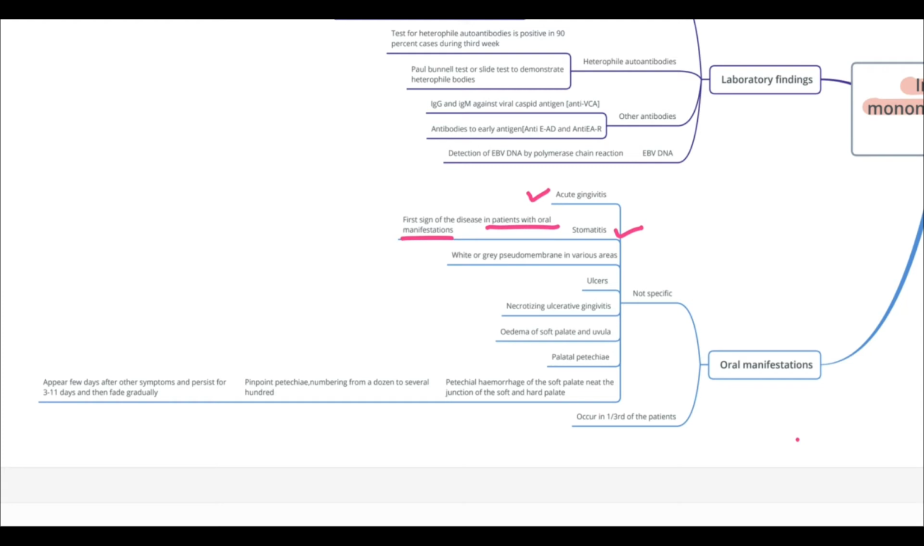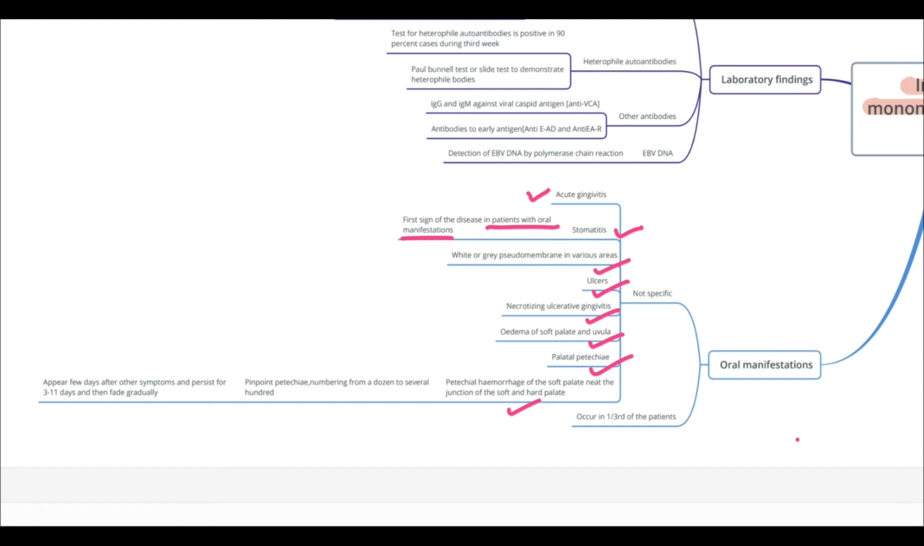We can also find white or grey pseudomembrane in various areas of the mouth, ulcers, necrotizing ulcerative gingivitis, edema of the soft palate and the uvula, palatal petechiae, and petechial hemorrhage of the soft palate near the junction of the soft and the hard palate.